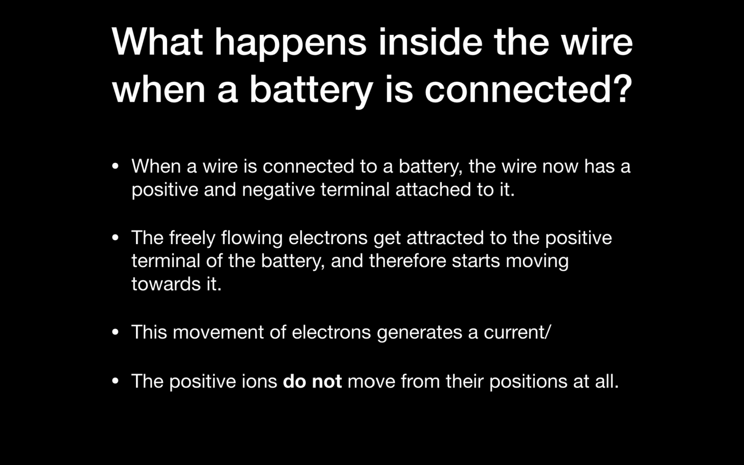Current is basically the movement of charged particles from one point to another point. So in the metal wire, it is the electrons that move towards the positive terminal, generating a current. Do note that the positive ions do not move from their positions at all in a metal wire. They stay grounded right in their place.